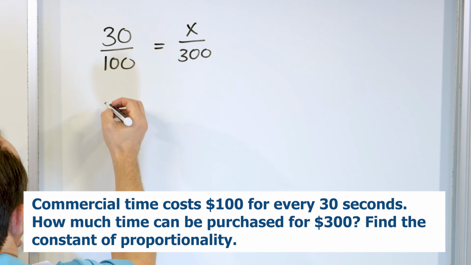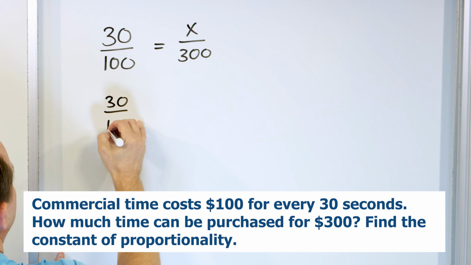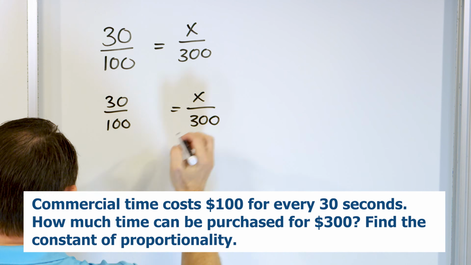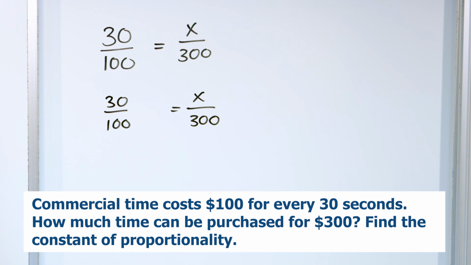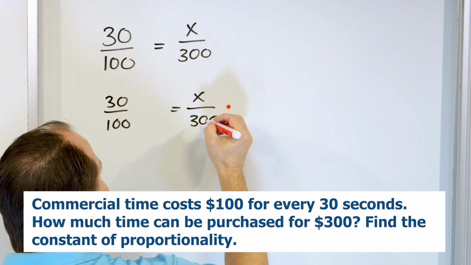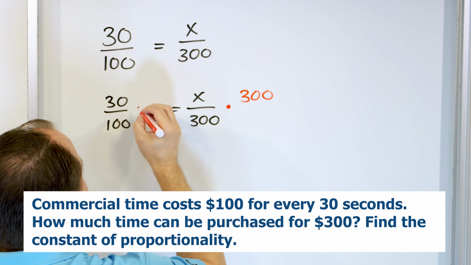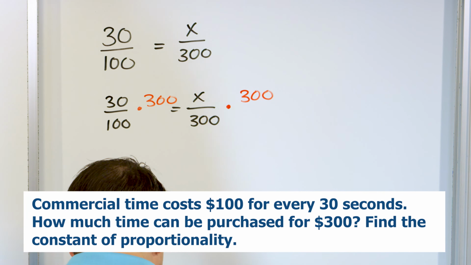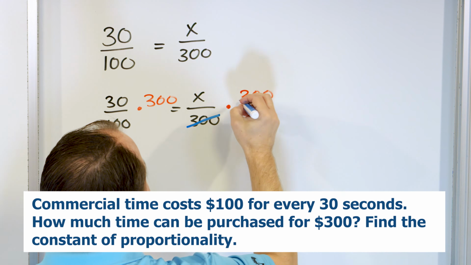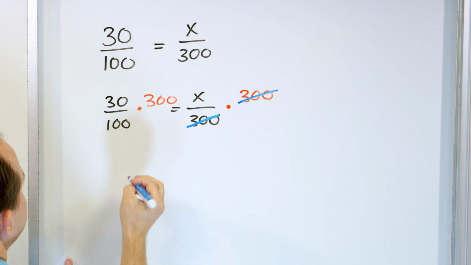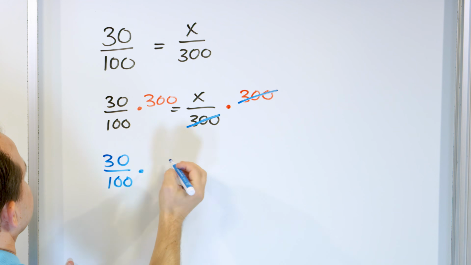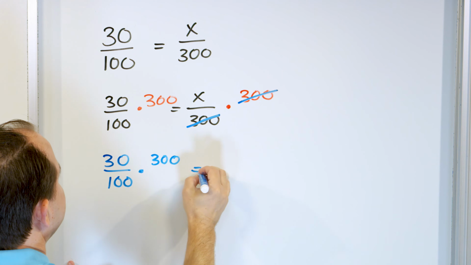So let's solve this. 30 over 100 equals x over 300. I'm going to multiply here to clear this denominator by 300. I'll multiply this by 300. Now we have a cancellation right here. Let me rewrite this: 30 over 100 times 300, and this is just equal to x.